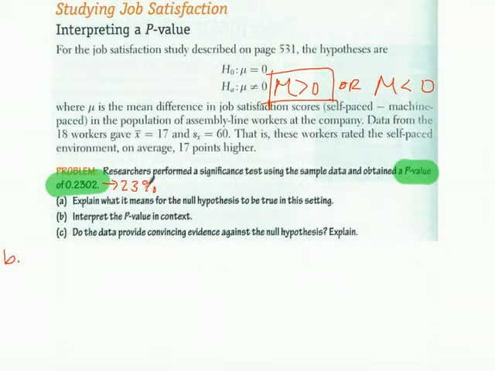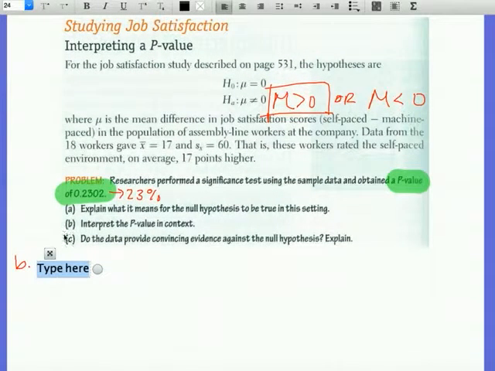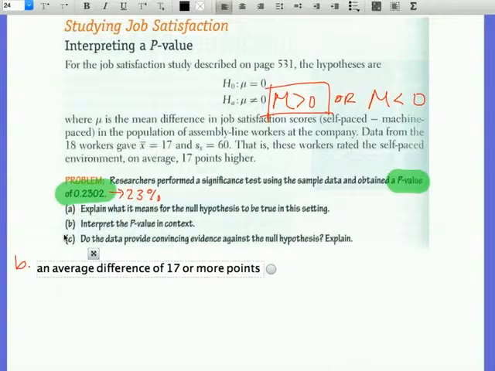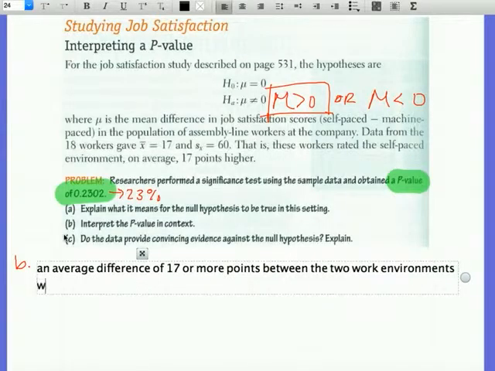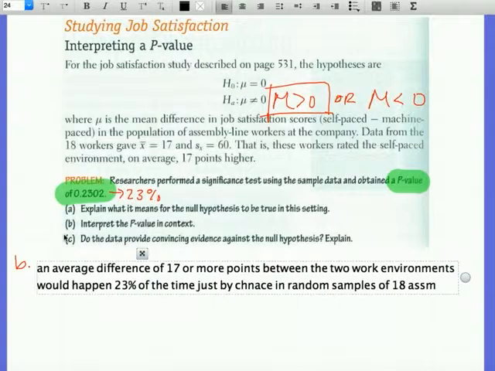And so for your p-value, you would interpret it by saying an average difference of 17 points, actually, it's really 17 or more points, between the two work environments would happen 23% of the time just by chance in random samples of 18 assembly line workers.